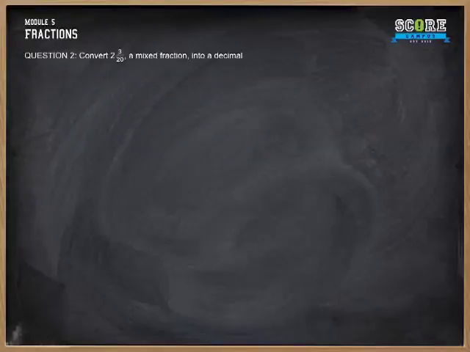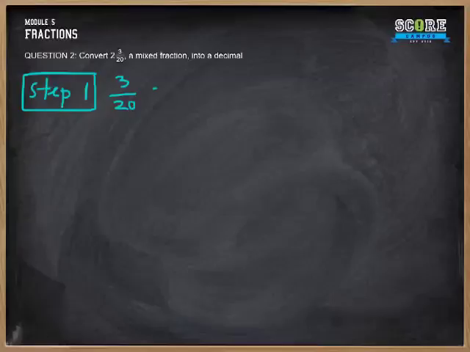Question 2, students, convert 2 and 3 over 20, which is a mixed fraction, into a decimal. When you see a question like this, once again, when you see 2 and 3 over 20, what should occur in your head is it is 2 point something. The final answer is going to be 2 point something. So let's put aside the whole number, which is 2, and work on the fraction first, like we did in question 1. So you can put aside the 2, just set up the fraction, which is 3 over 20. So that is step 1. So write 3 over 20, which could be rewritten as 3 divided by 20. And let's set up this working.